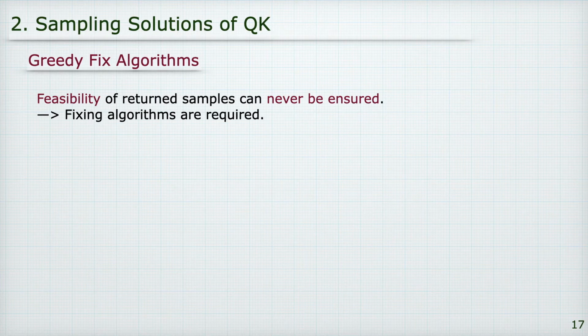However, and unfortunately, this is not enough to ensure that the returned sample satisfies the capacity constraint. And even more, returned samples could be incomplete, in the sense that we could actually add more items to the solution. This is why we need fixing algorithms. So we have tried 3 different greedy fixing methods.